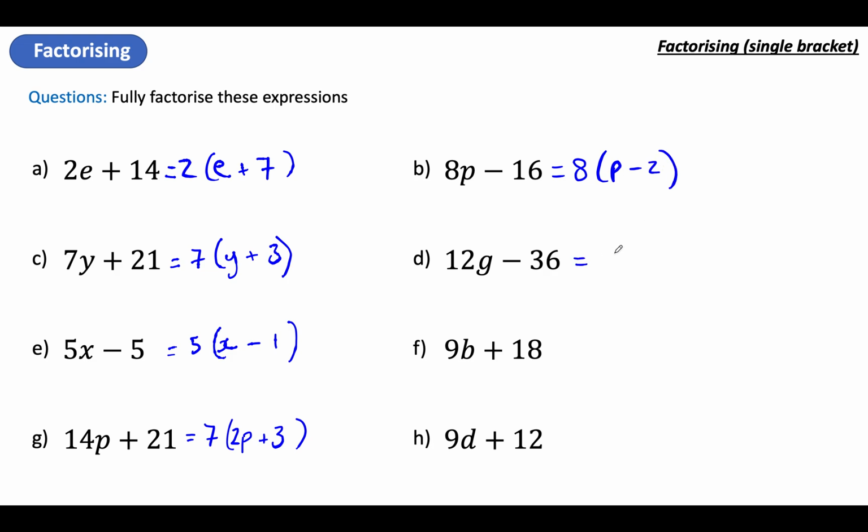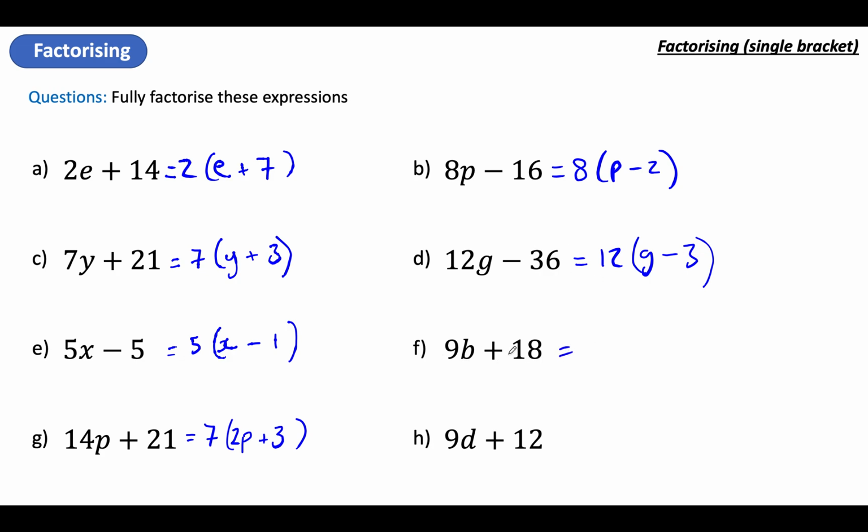Okay? Next one, 12. Now, if you didn't put 12, you've not fully factorized it. You need to find that highest common factor. Well, 12g. 12 times g makes 12g, yeah. And then I need to times the 12 by -3 to make -36. So times it by 3 to make 36, and it needs to be negative.